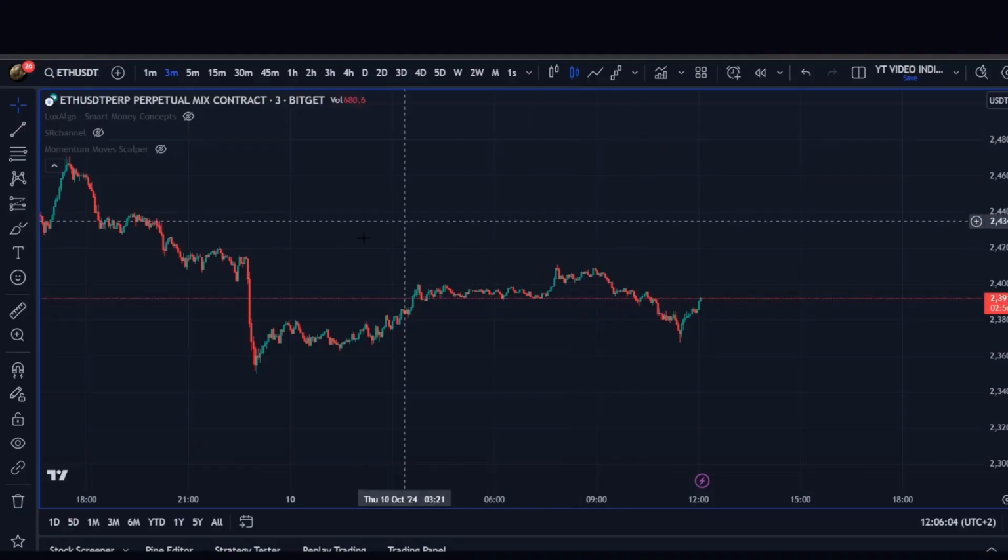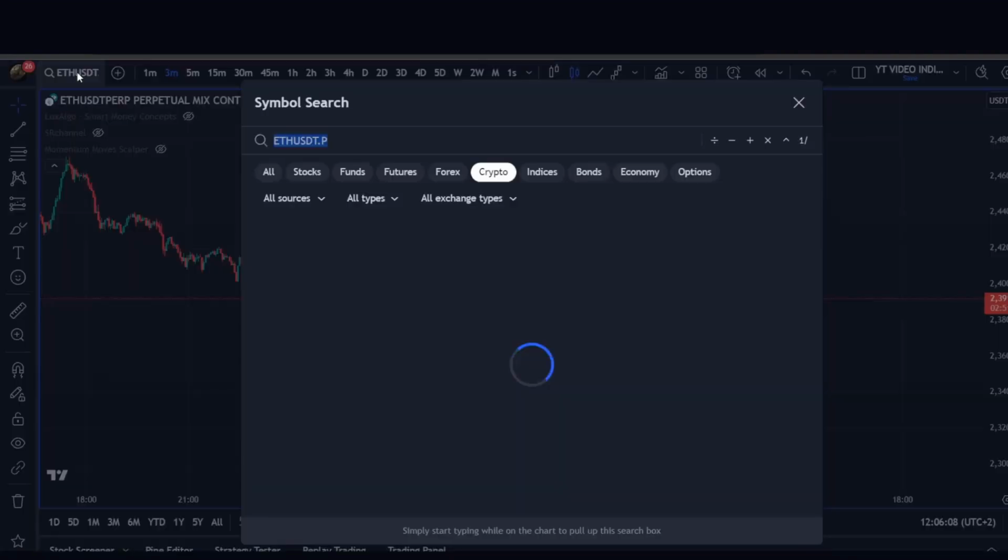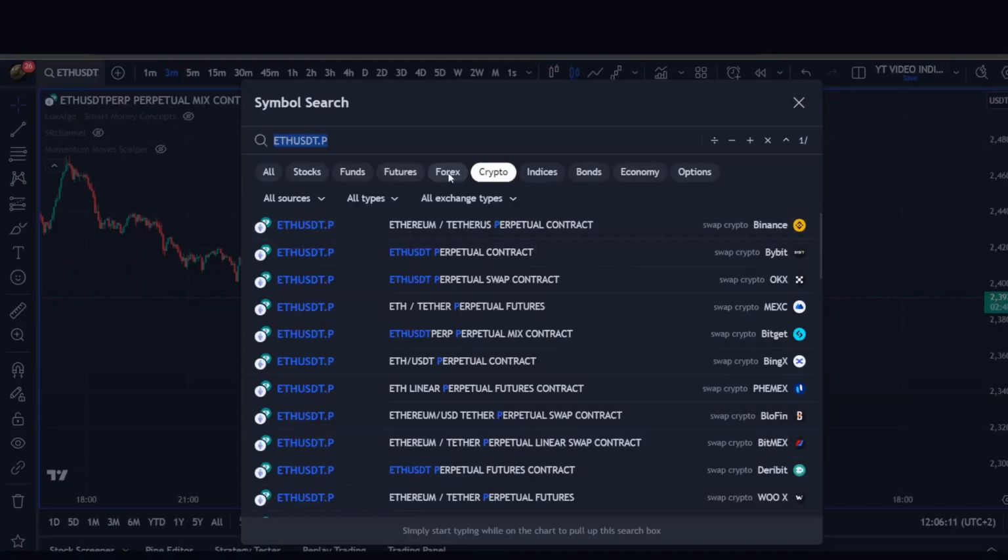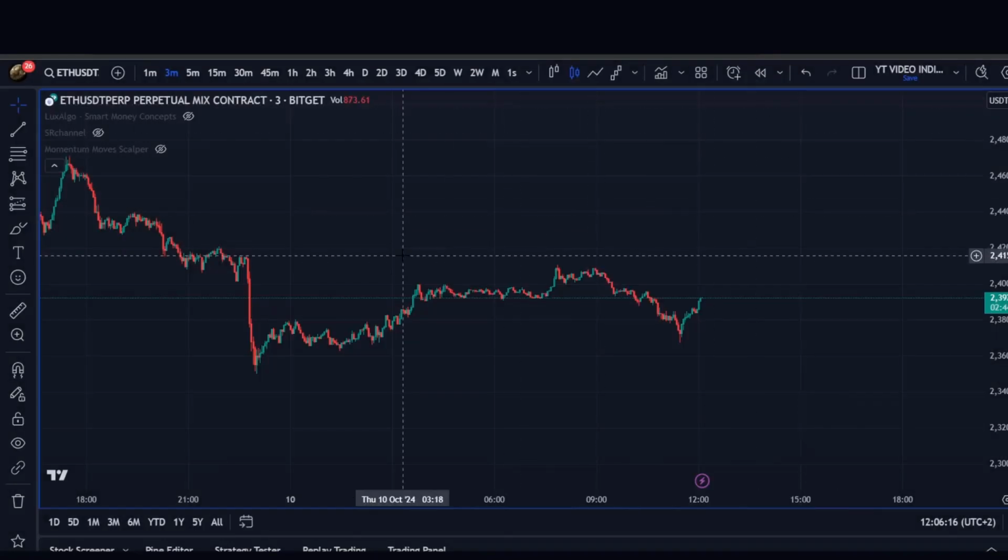I will now continue with my screen monitoring. I am now on the Ethereum 3-minute chart. First of all, I should mention that you can apply these Renko candles, which I will show you now, to any asset provided by TradingView. I will also show you how that works.